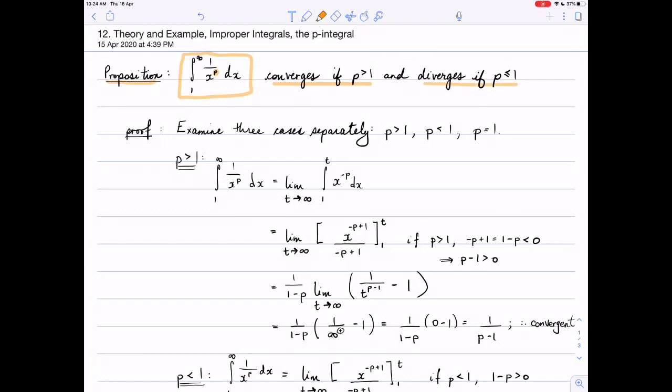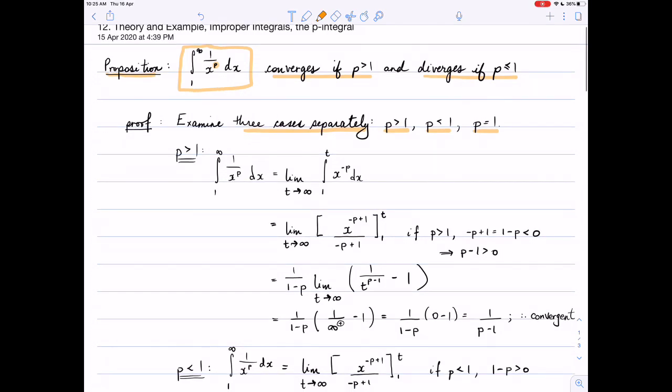So we are going to prove that, and we're going to do that by looking at the three cases separately: p is greater than 1, p is less than 1, or p is equal to 1. Those are the only three possibilities. If we examine those three, we can put the answers together and get our conclusion. So let's start by looking at p greater than 1. We have the integral from 1 to infinity of 1 over x to the p dx.